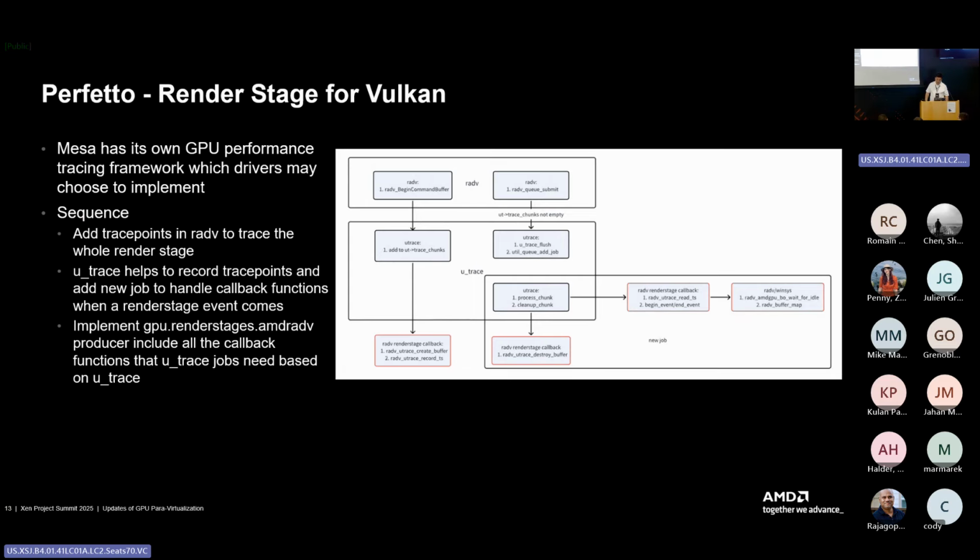The main trace has 3 steps. The first step is adding the trace points for the RADV and RadeonSI drivers, and recording the trace points and submitting a new job to handle the callback functions once the render stage event is issued. And please see the blocks. The third is implementing the U-trace jobs here. I won't describe more details here because time is tight.